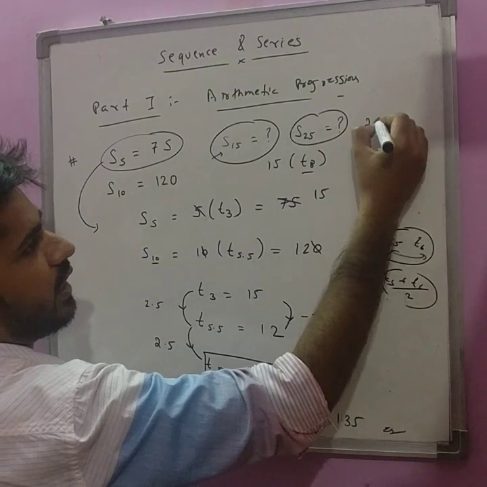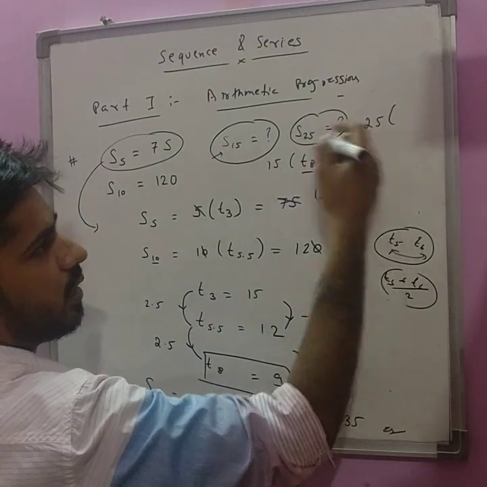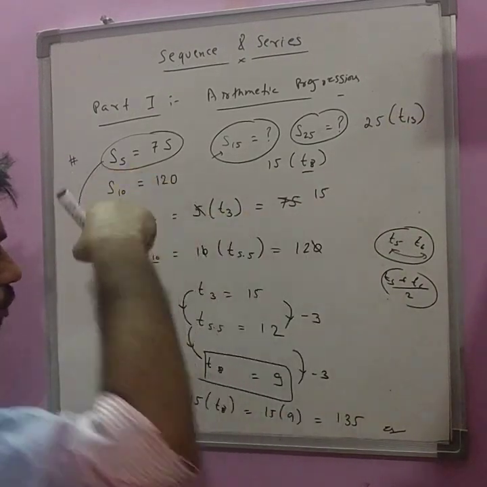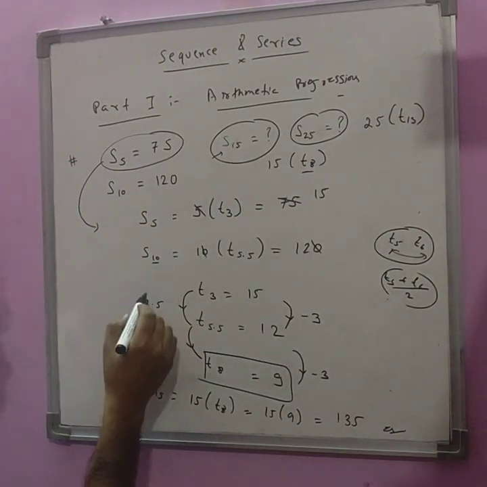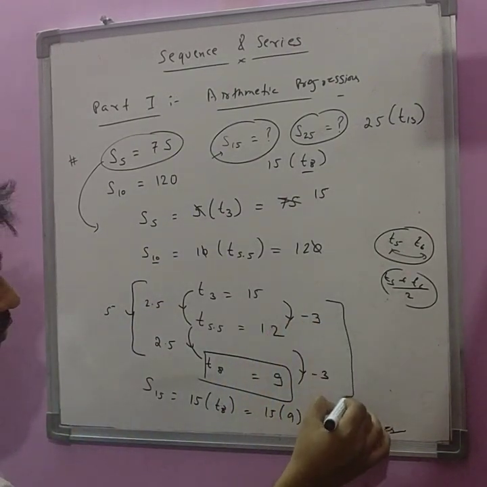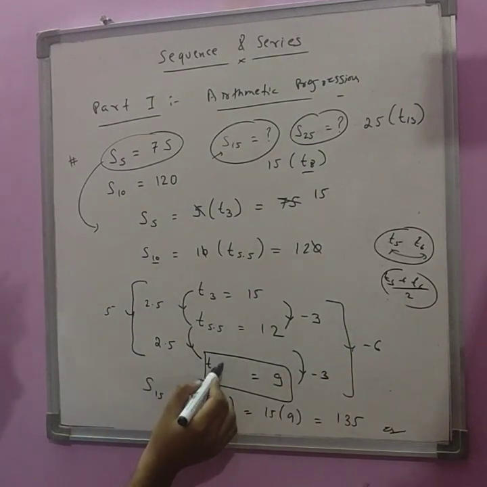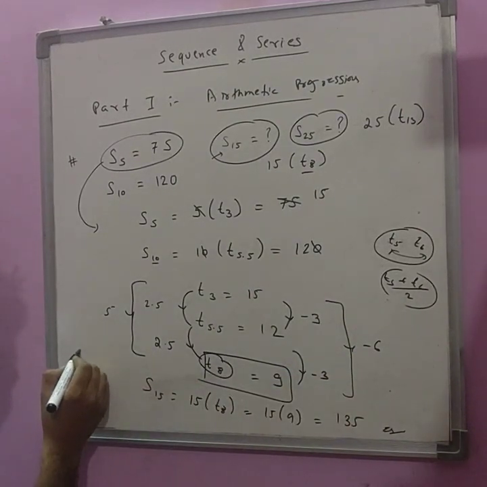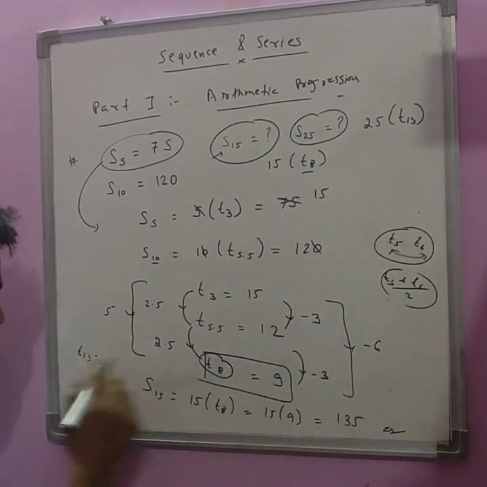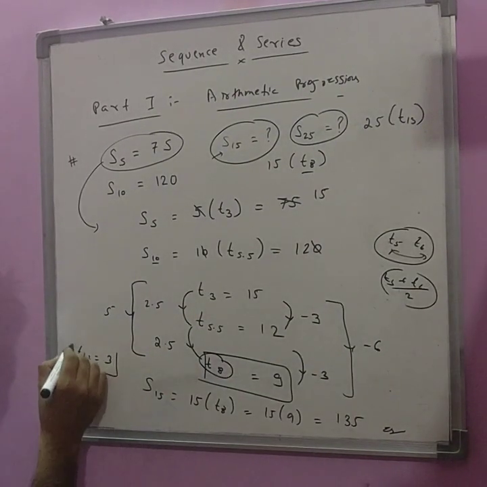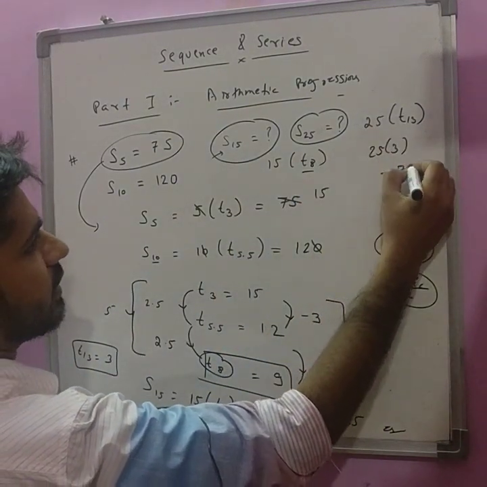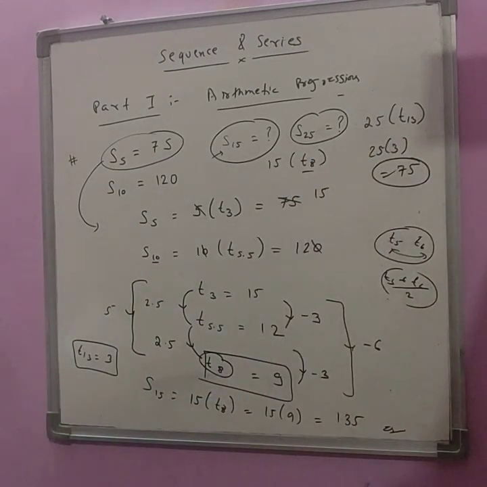It would be 25 into the middle term. The middle term would be T13, right? So for T13, there is a jump of 5 terms and there is a jump of -6. For another 5 terms, T8 to T13, the value would be another 9 minus 6, that is 3. So T13 is 3, so 25 into 3, the value would be 75, right?